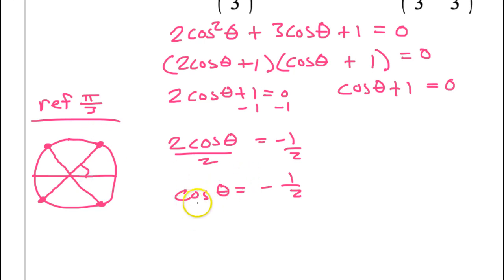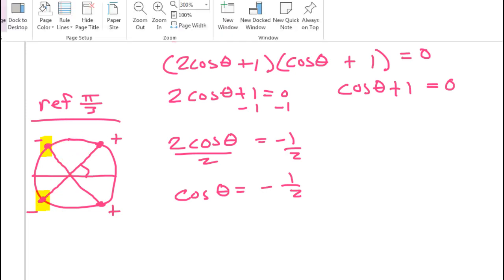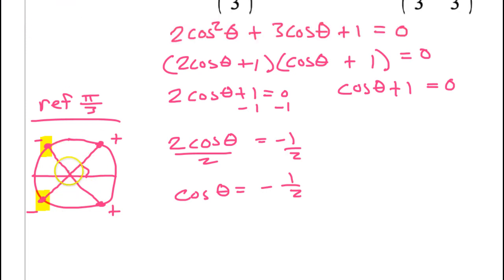Now, cosine is an x value on the unit circle, so x values are positive in these 2 quadrants and negative in these 2 quadrants. But here we have cosine equal to a negative value. So that means we want these 2. Boom and boom. Those are going to be the answers. So that means this one up here at the top is 2 pi over 3, and this one down here is 4 pi over 3.